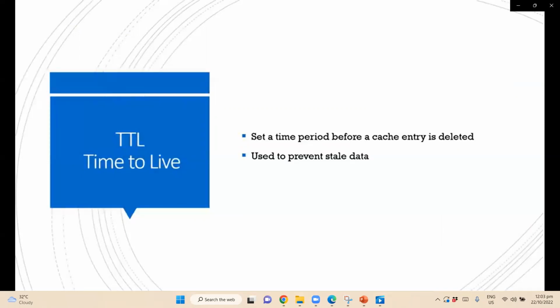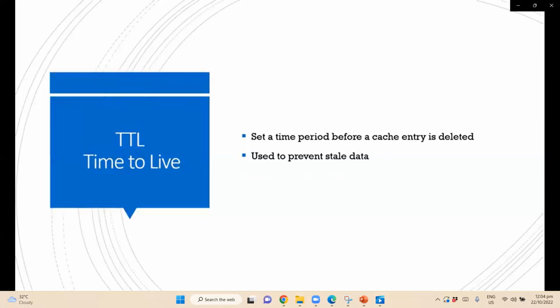So the first major thing is TTL, time to live. This is where you can set a time period before a cache entry is deleted automatically. This is mainly used to prevent stale data, and the time that you set can depend on how essential it is for data to be fresh. So in some cases, let's say a blog post, it's very rarely going to be updated, so you could probably set a longer cache time.